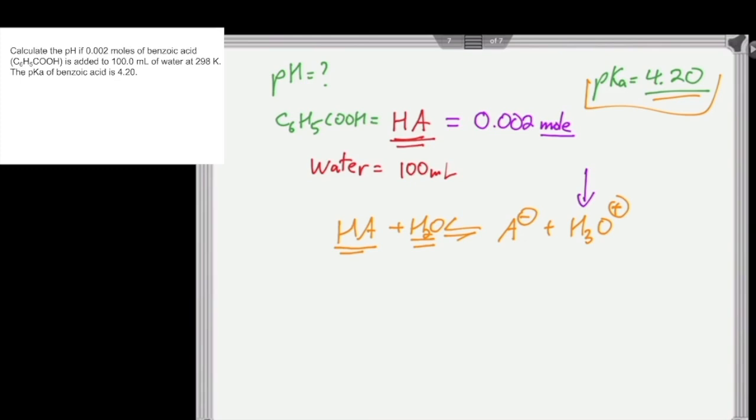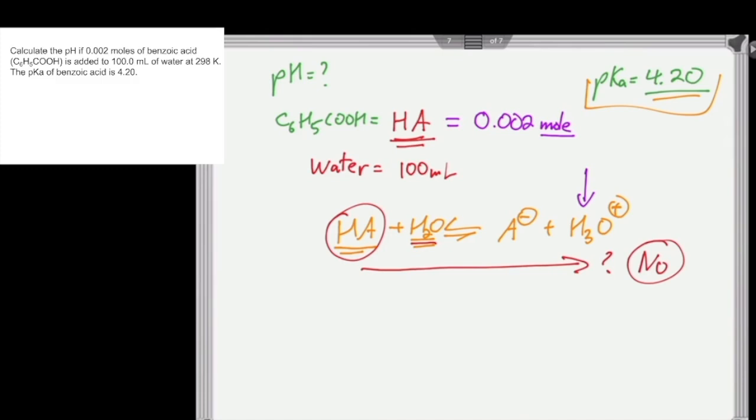The problem is, I know how much HA I've added. I put it into water. Will all of this dissociate? If this was HCl, a strong acid, all of it's going to dissociate. The concentration of the acid I'm starting out with will equal the concentration of H3O+. That's only true with strong acids. Not all of it's going to dissociate because we have a weak acid. This is going to be an equilibrium.